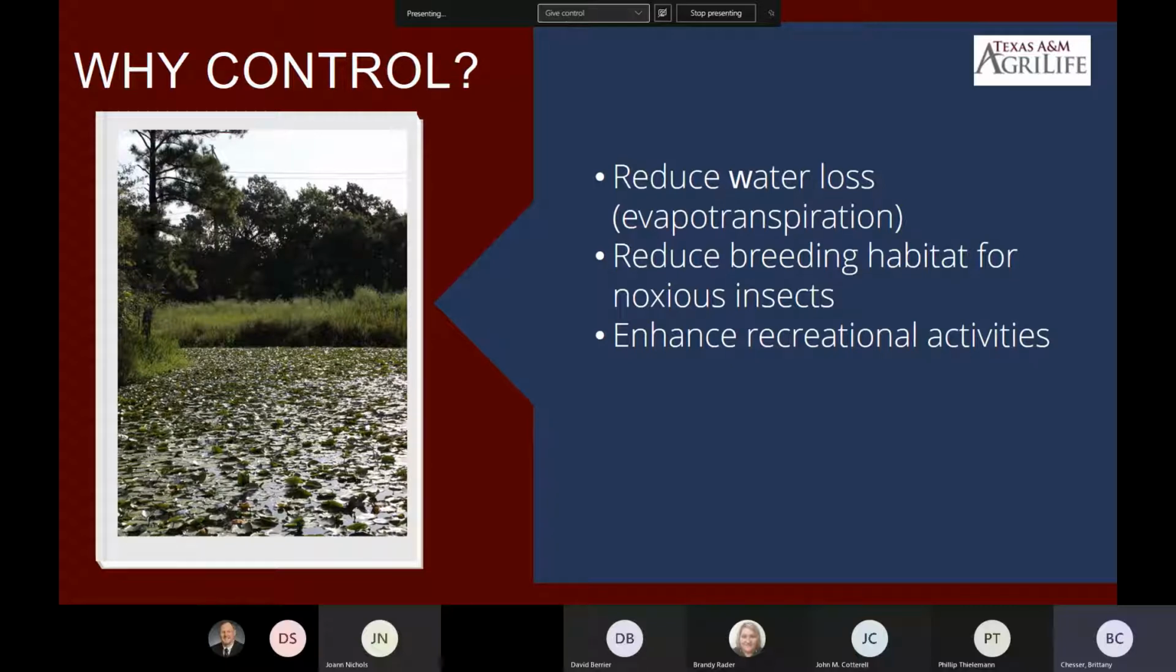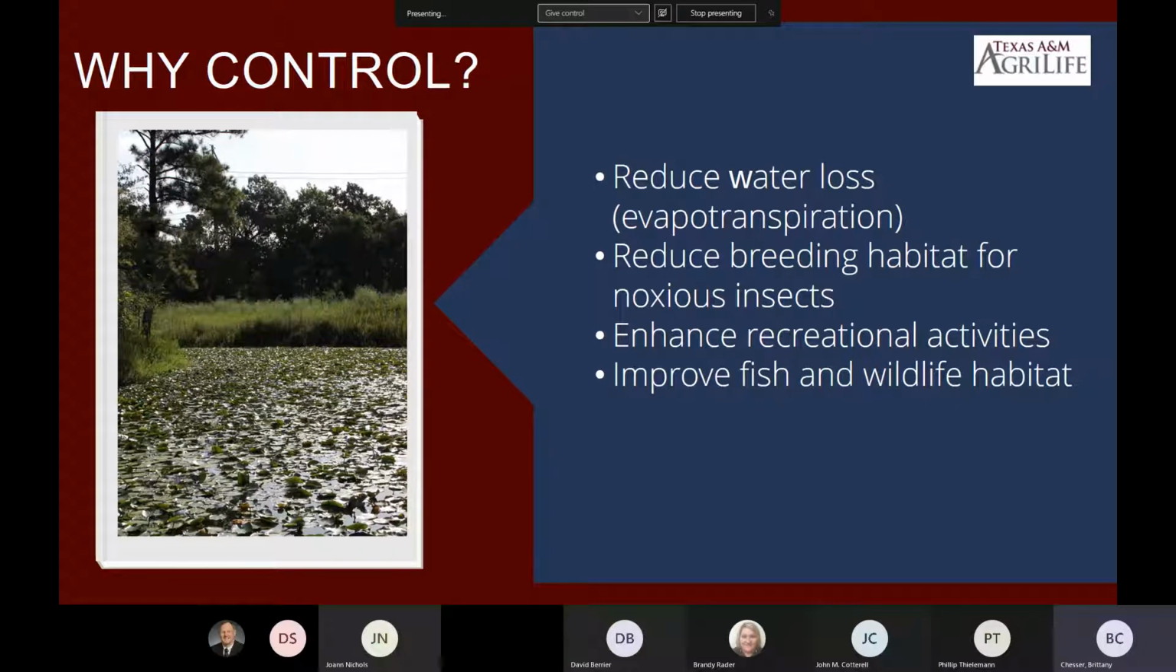Aquatic vegetation can also reduce the amount of recreational activities that would be going on in your water body, whether it's taking a boat through your water body, whether it's swimming. It can definitely reduce your overall recreation that's going on in your pond. So by managing it, of course, you're enhancing that. And then, of course, it can also improve your fish and wildlife habitat.